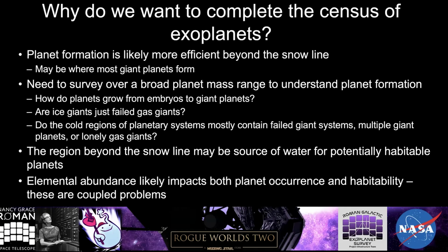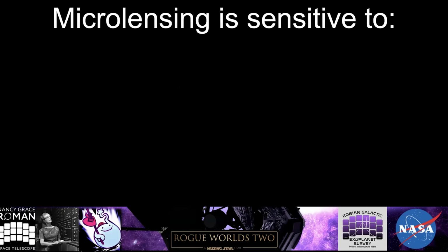That's not the real reason I think we should do it. The real reason I think we should do it is because anytime we open up a new region of parameter space in this field, we are surprised. So microlensing is, those of you that are converts will know all this. Those of you that are not, my job is to convert you.